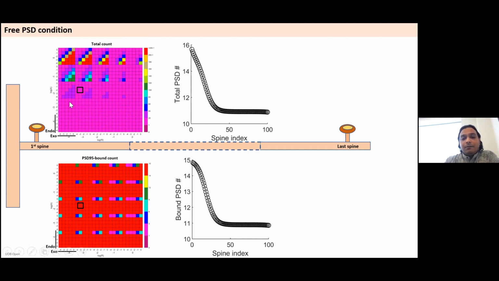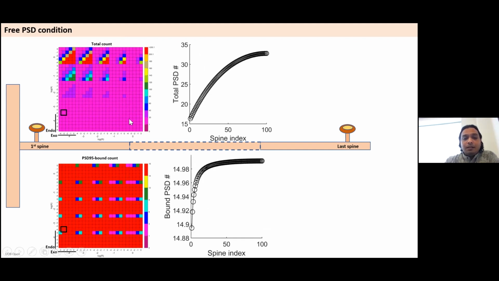So we see that for these parameter combinations, there is a decrease in the profile, but for other parameter combinations, we have an increase in the profile. In this parameter combination, the PSD95 bound count is already saturated, so you see a very fractional change. But the real change happening in the total PSD receptor count is because of the change in the free receptors diffusing in the AMPA receptors.